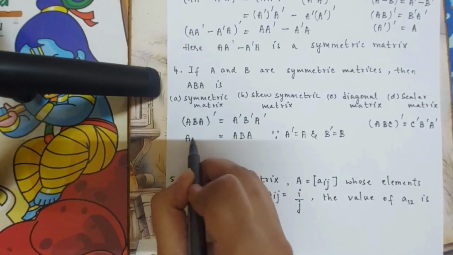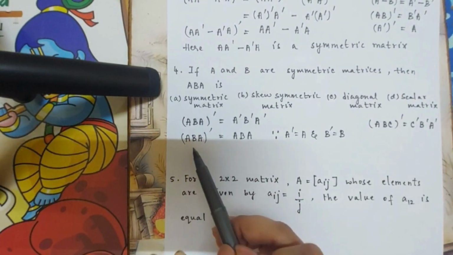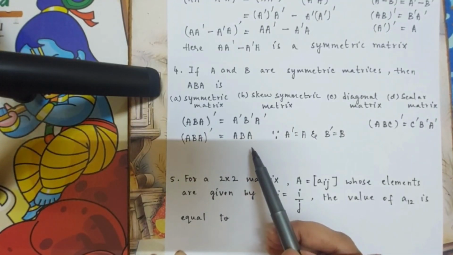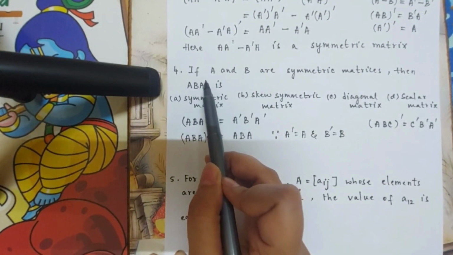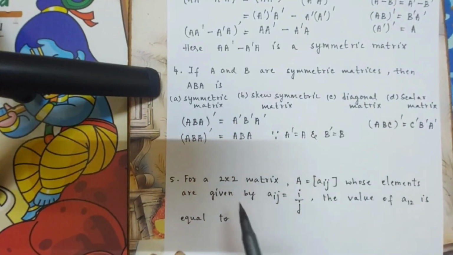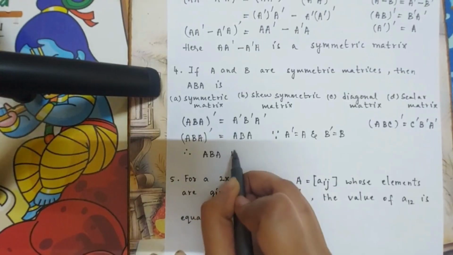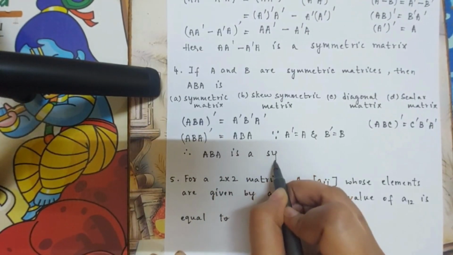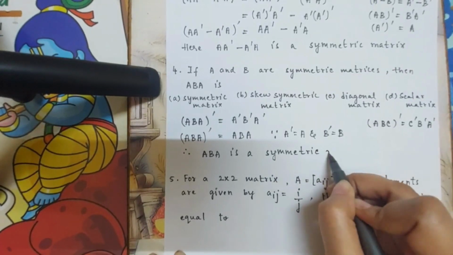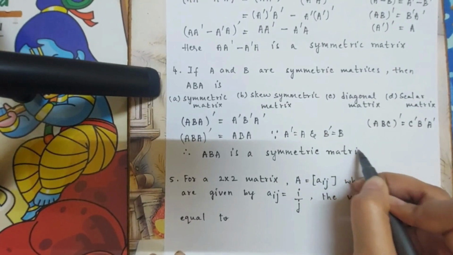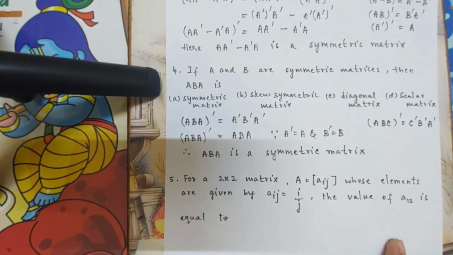So if I compare LHS and the RHS, again this is of the form A dash is equal to A. So I can confirm that the matrix that we get by multiplying ABA will be a symmetric matrix. Therefore, ABA is a symmetric matrix. Now let us move on to the next question.